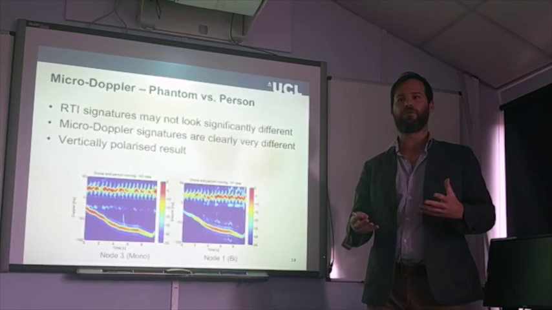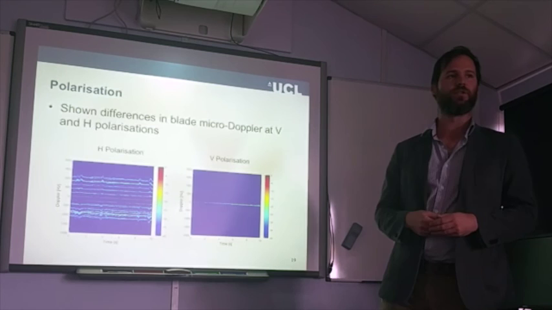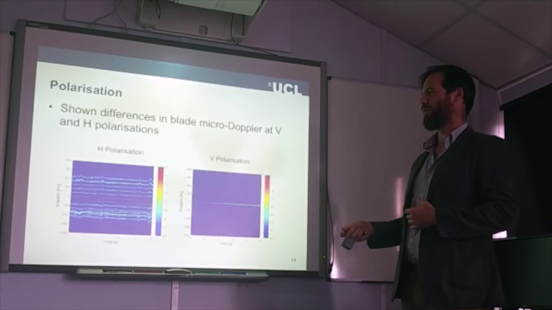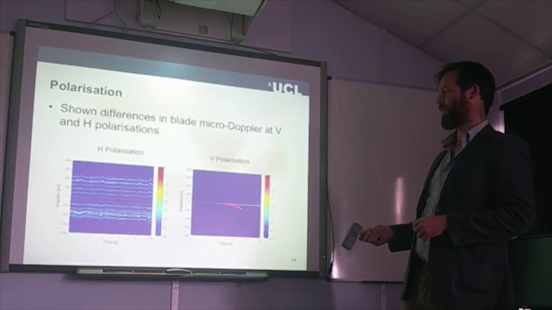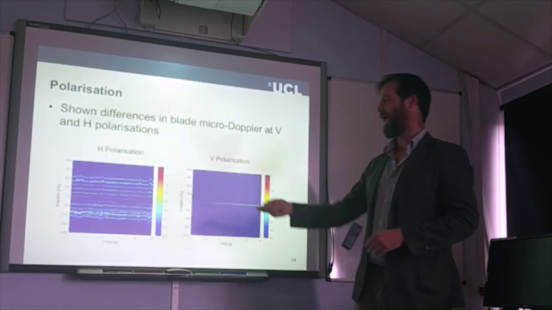Here's another comparison between the two different polarizations of the same hovering result of the same drone. In H-pole, you see all these components from the rotating blades of the drone. In vertical polarization, same day, same configuration, same platform, those are lost. So it's key in terms of what polarization you're looking at. And there's information within these blade signatures as well. And that's what I'm going to talk about now.